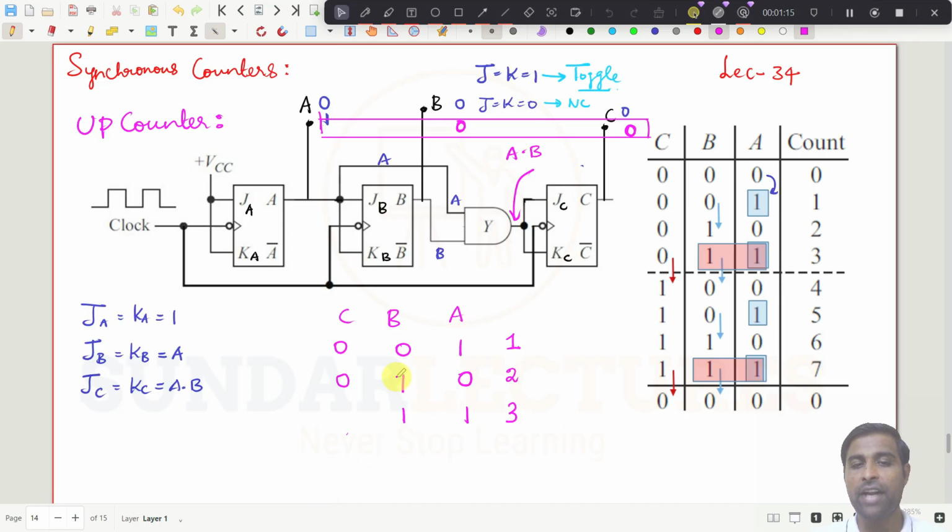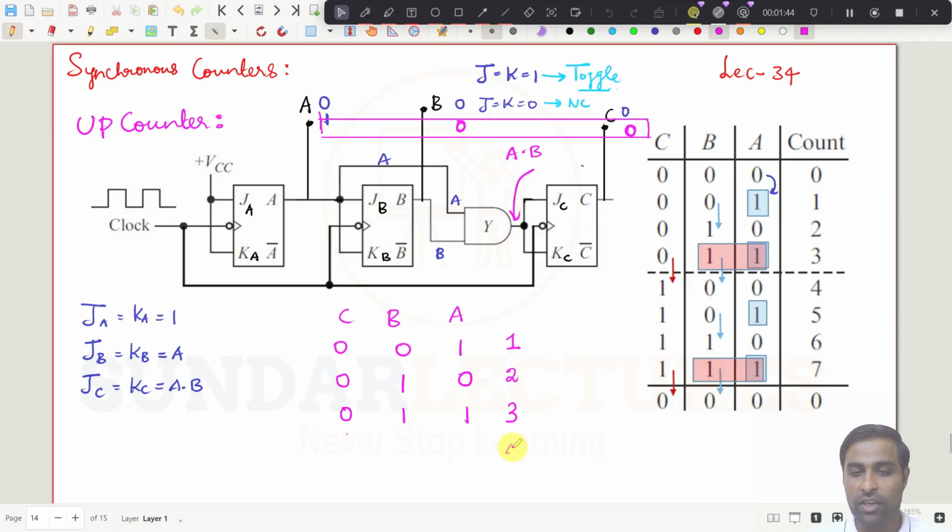Right? And now you see how I am going to get the value of C. It is A dot B, right? What is A dot B? 1.0, it is 0. So if you give 0 to JC and KC, it is going to retain its previous state, no change condition. Already it is 0, then obviously it is going to become 0, simply. Can you understand? That is what it is here, right? You please try to understand.